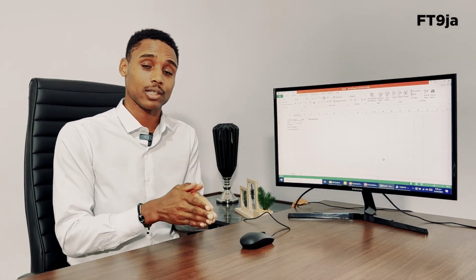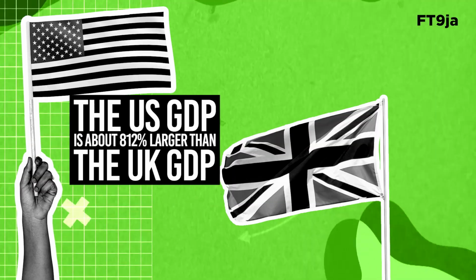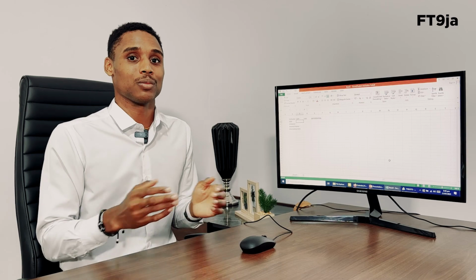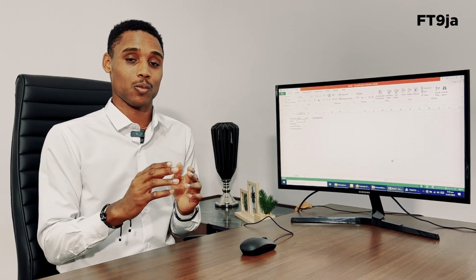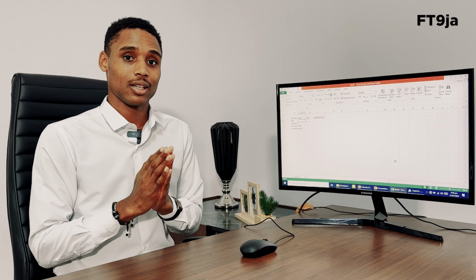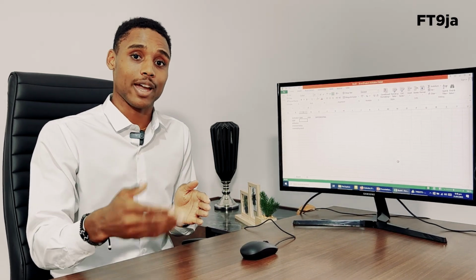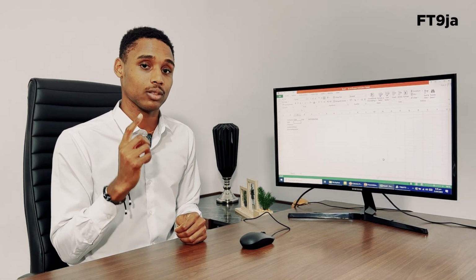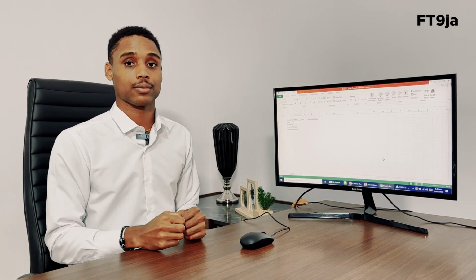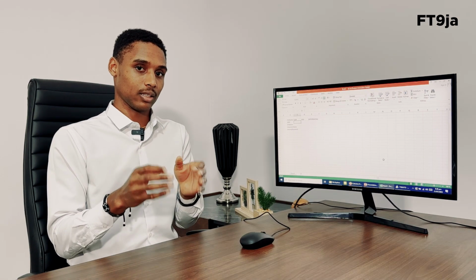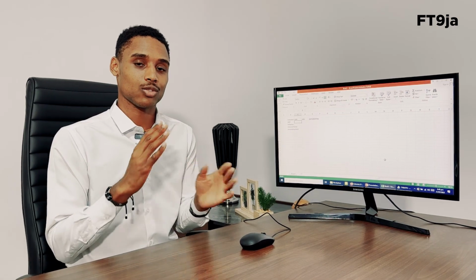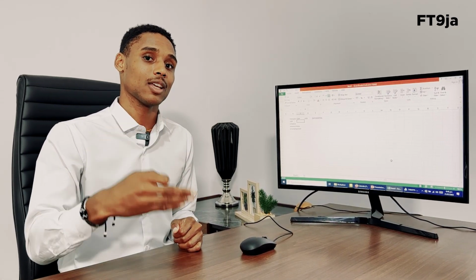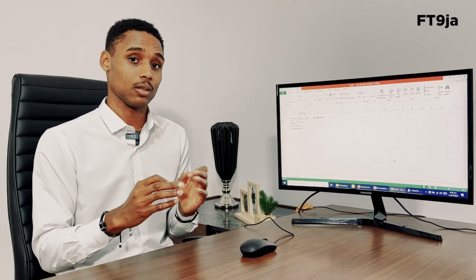First off, the US is about 812% larger than the UK's GDP. So, based on size alone, we're not dealing with apples to apples. Then, according to IMF, US is the second largest manufacturer in the world, while the UK is 9th. And finally, both of their economies are service-oriented. The service sector makes up about 70 to 80% of both of their GDPs.